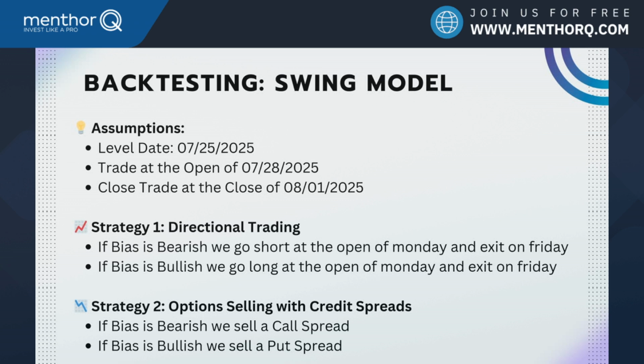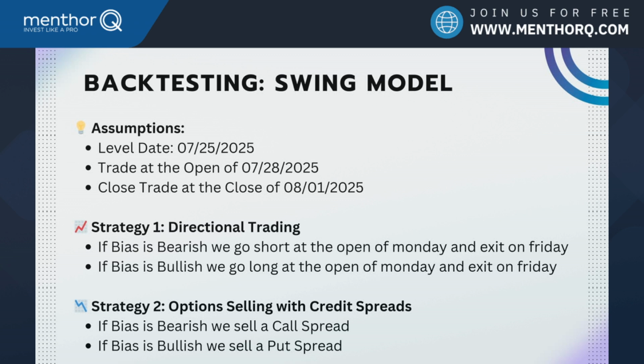The strategies that we're going to look at are two types of strategies. One is a directional trading strategy. So if the bias is bearish, we go short at the open on Monday. So we take the levels from the previous Friday, we go short at the open of Monday, and we exit at the close of Friday. Very, very simple. If the swing model bias is bullish, then we go long at the open of Monday, and we exit at the close of Friday.